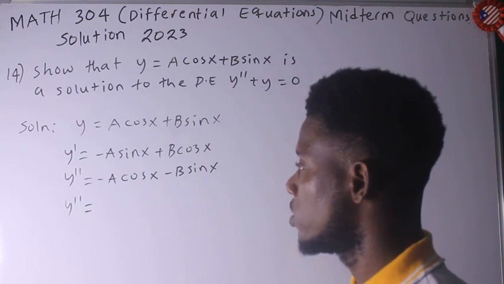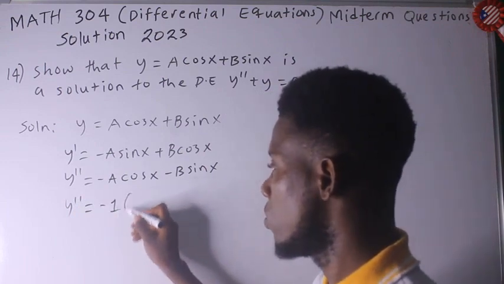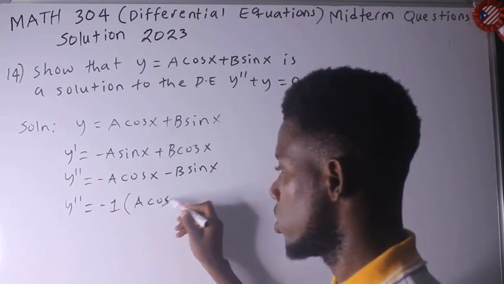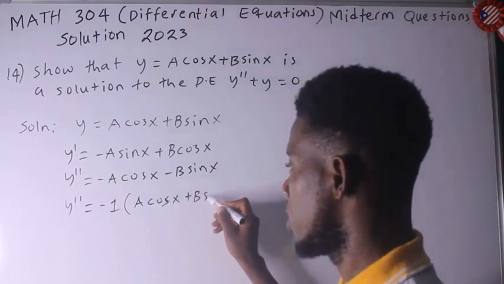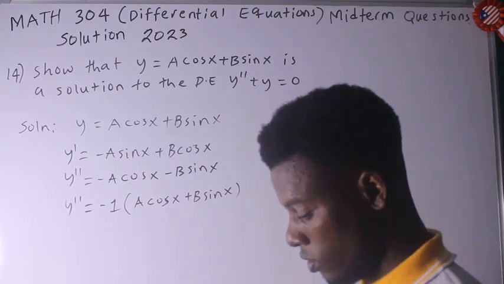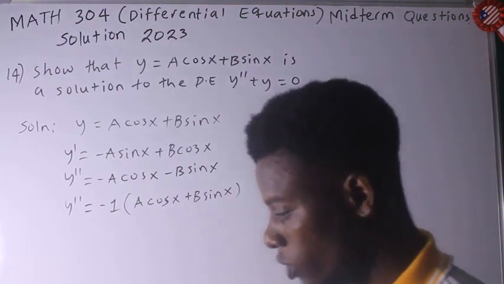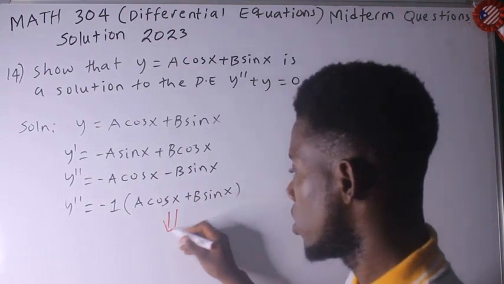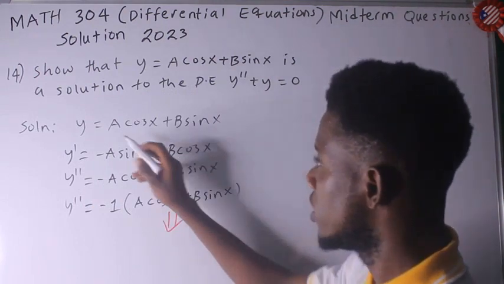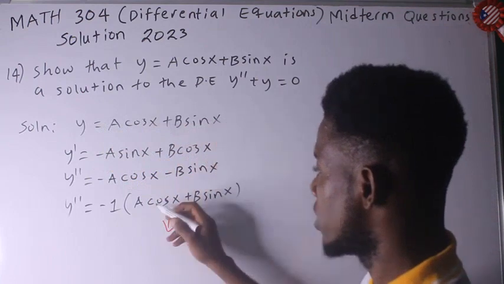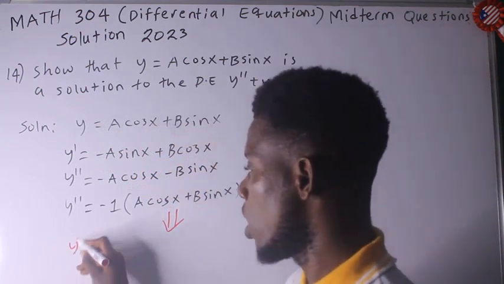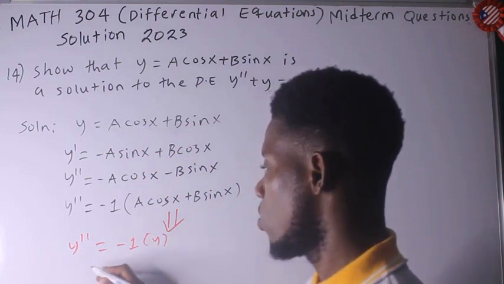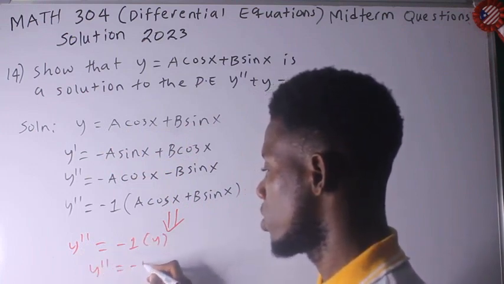Another method is to factor out a negative 1 from y prime prime. We factor out negative 1 here, and we have a cos x plus b sin x. But we know very well that a cos x plus b sin x is y. So this entirety is going to be y prime prime equals minus 1 times y, or y prime prime is equal to minus y.